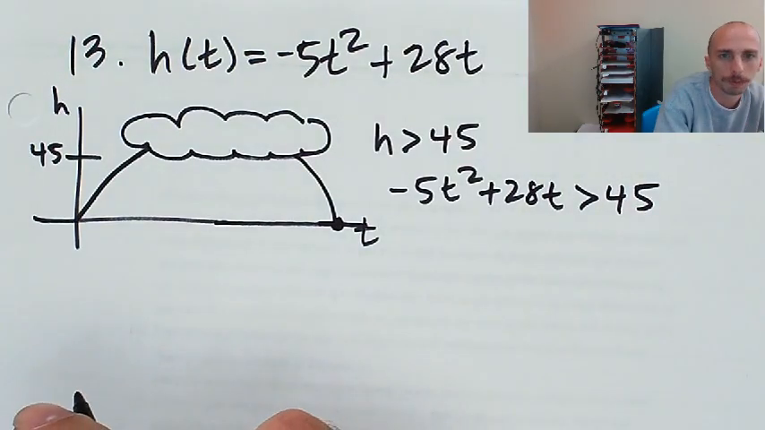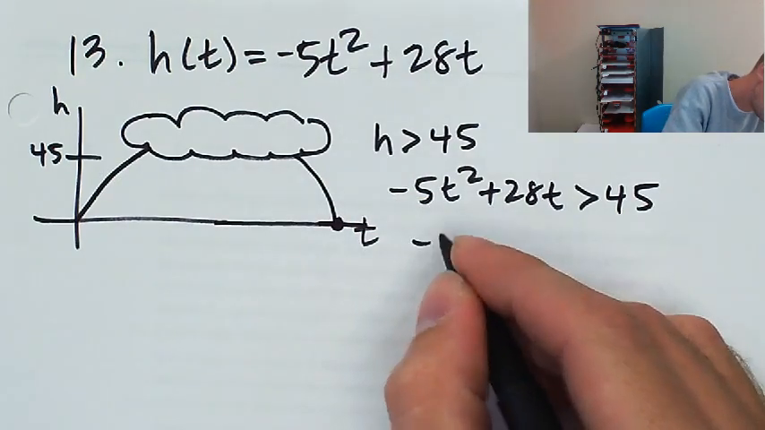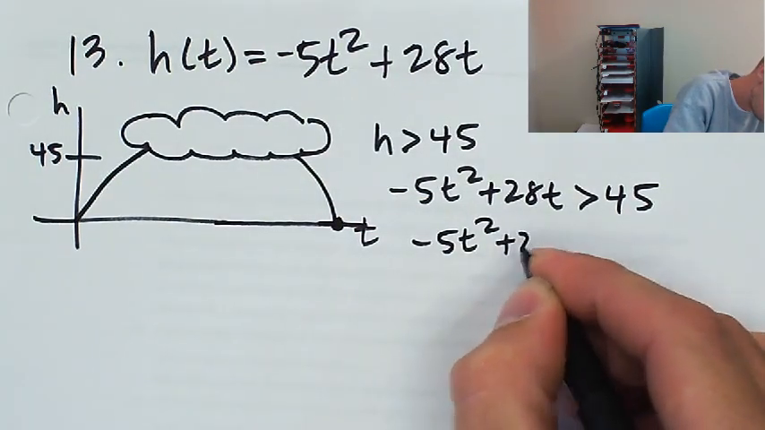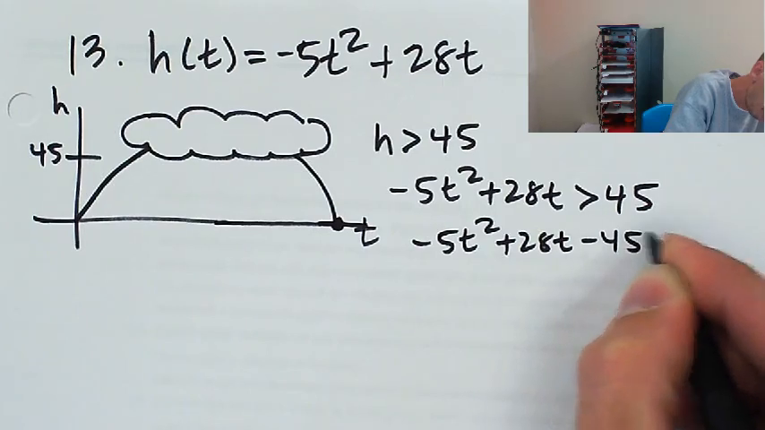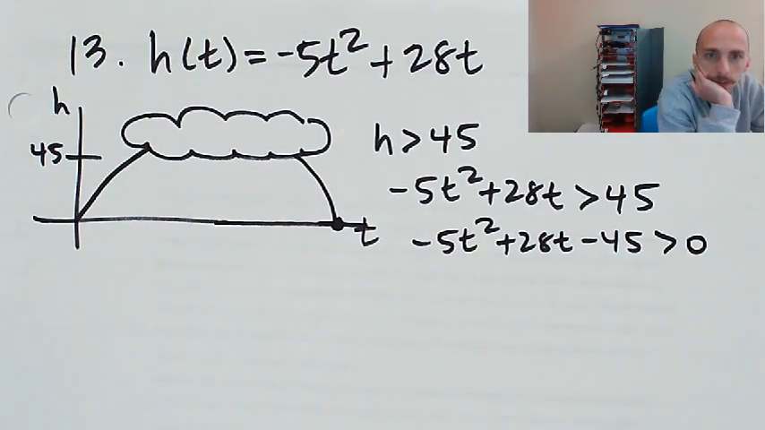I feel like I'm supposed to be able to factor this one, but man, I am not seeing it. Plus 28t minus 45 is greater than 0. Okay, I can't factor out the 5. I'm not thinking it's terribly likely that I'm going to be able to find factors of 45 times 5. Well, 40 times 5 is 200. This is 225. Ooh, there are a lot of things that multiply to 225.